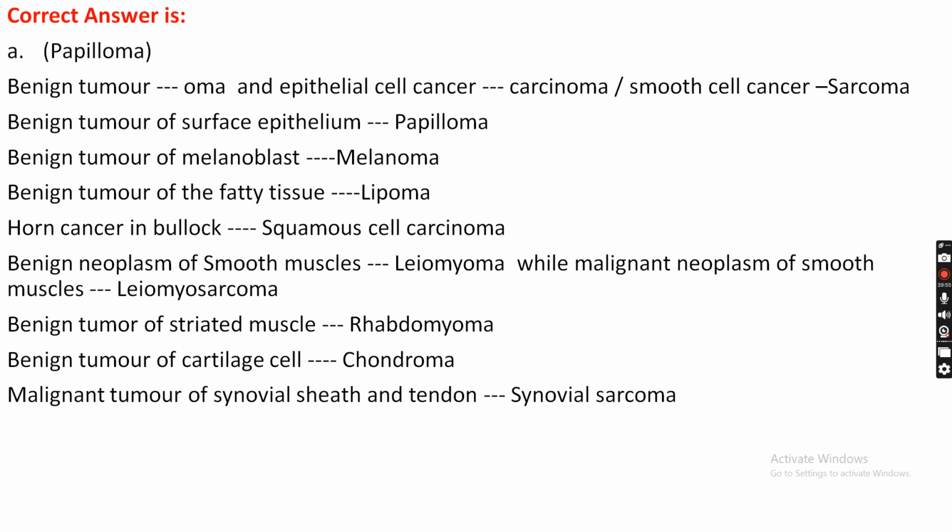Benign tumor of melanoblasts, we use melanoma. Benign tumor of fatty tissue is lipoma. Horn cancer in cells is squamous cell carcinoma. Benign neoplasm of smooth muscle is leiomyoma, while malignant neoplasm of smooth muscle is leiomyosarcoma. Benign tumor of striated muscle is rhabdomyoma. Benign tumor of cartilage cells is chondroma. Malignant tumor of synovial sheath and tendon is synovial sarcoma.